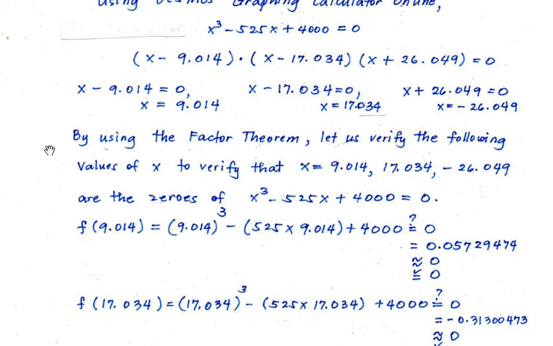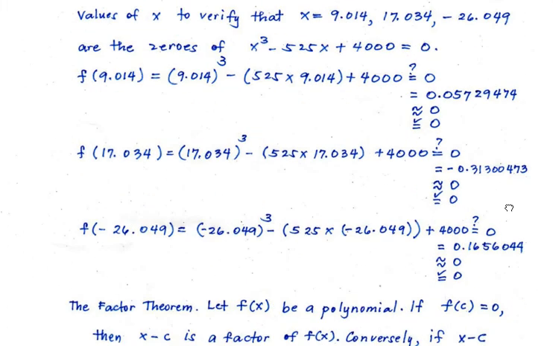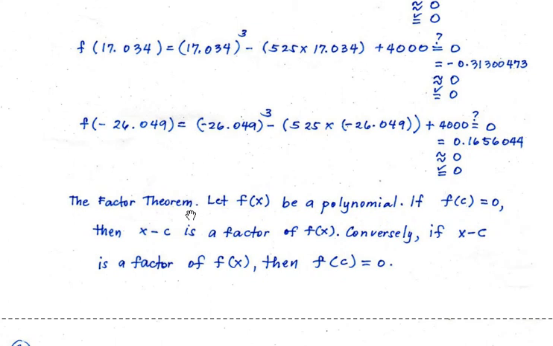By using the factor theorem, let me give it out, sorry. It's this one, the factor theorem. Let f of x, or function of x, be a polynomial. In this case, our f of x is x cubed minus 525x plus 4000. That's a polynomial, equals 0.